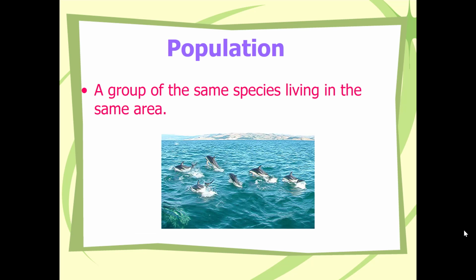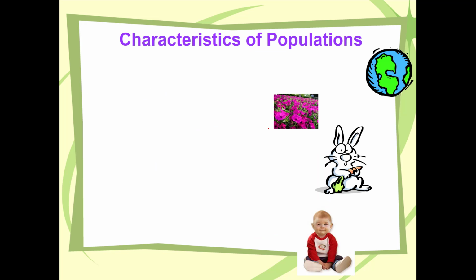So as a quick reminder, a population is a group of the same species living in the same area. So we can look at this example of the dolphins here, and we can say that these dolphins are a population. They're the same type of species of dolphin. They're living in the same area. When we talked about populations last chapter, we said a group of giraffes would be a population, a group of rhinos would be a population, as long as they're in the same area.